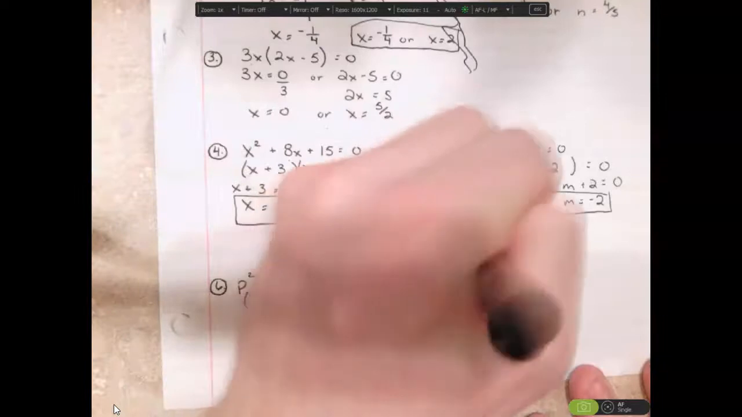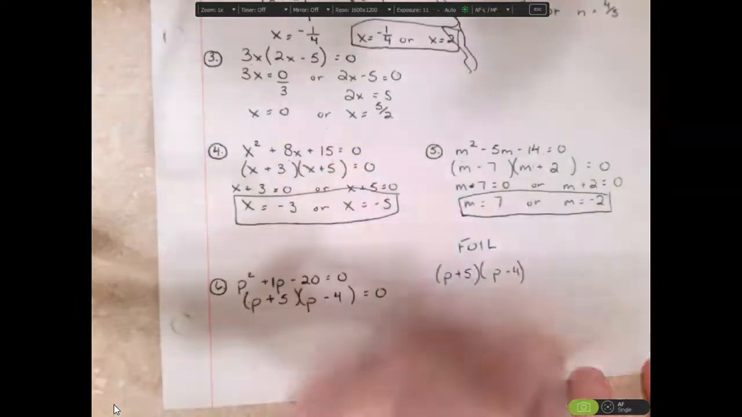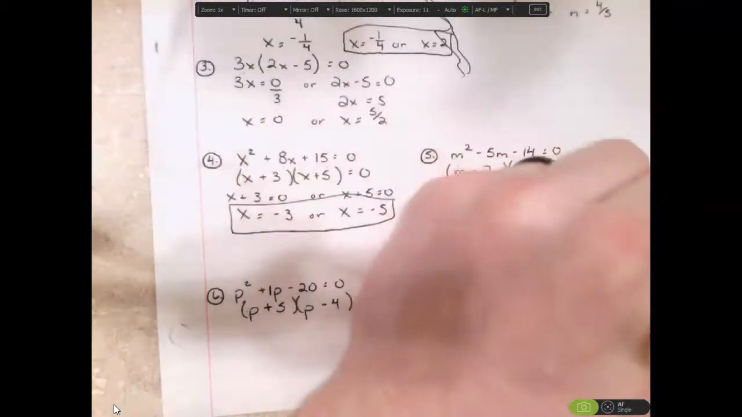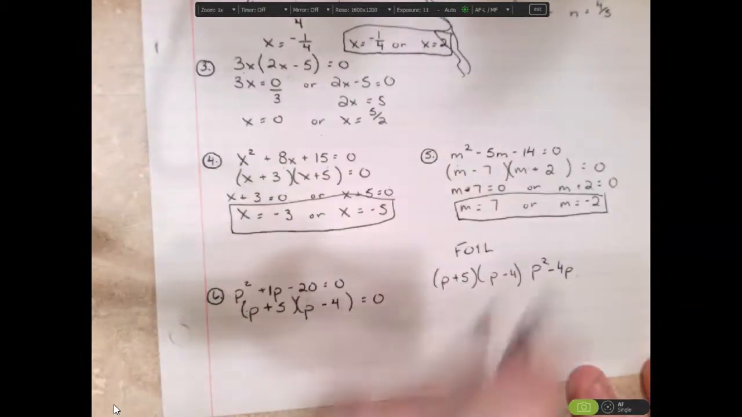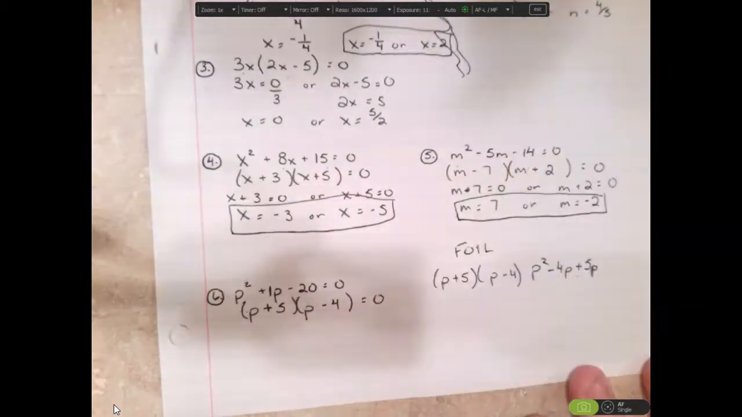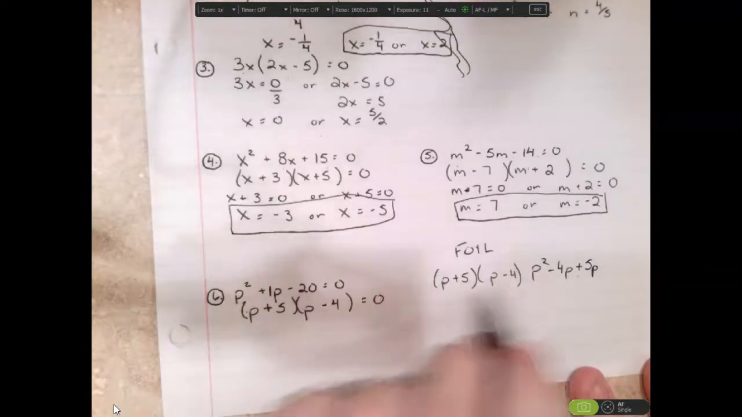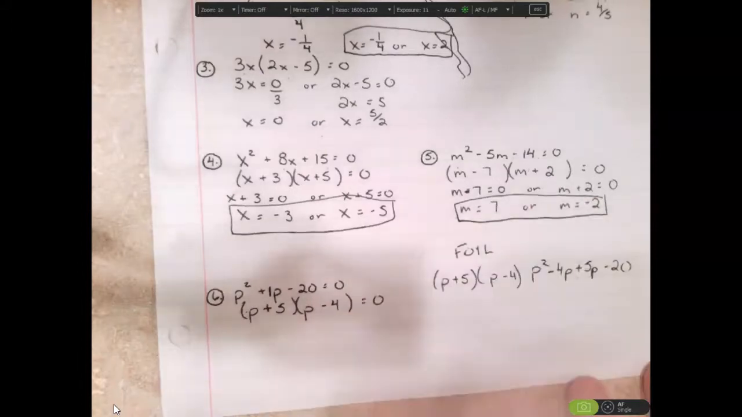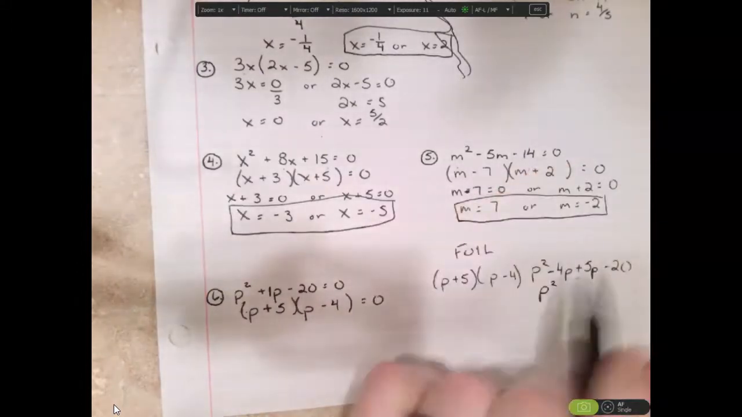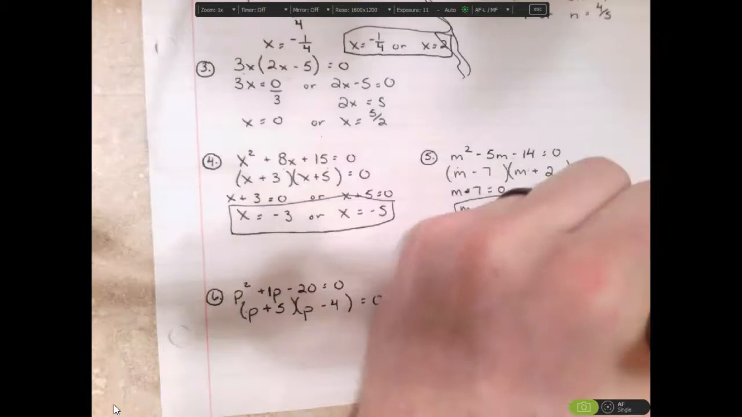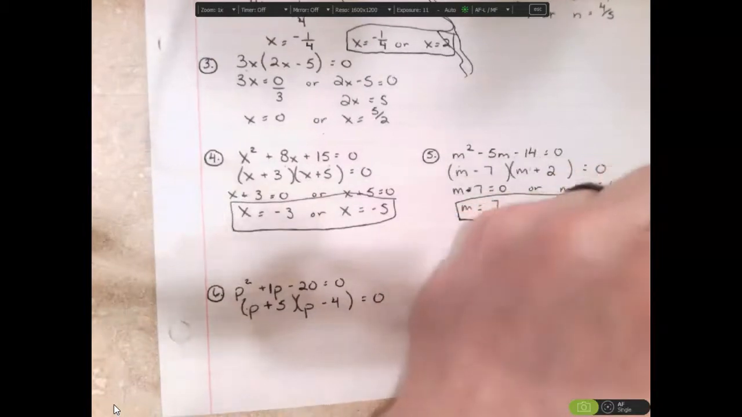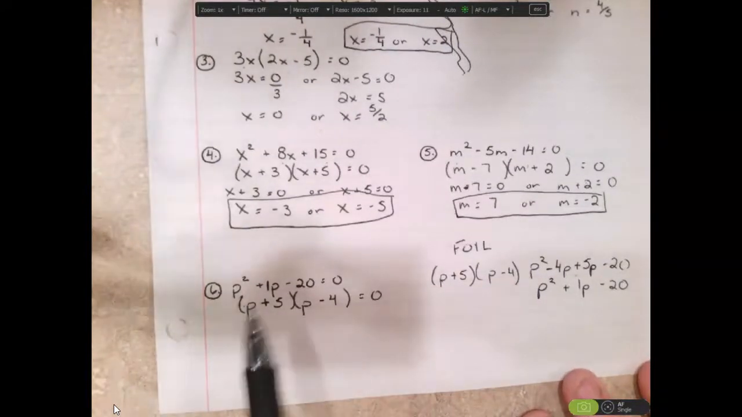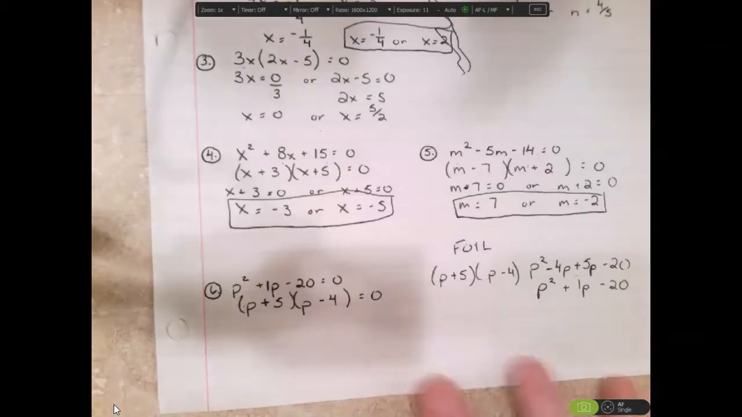So with FOIL, first, outer, inner, last, so my first term, p squared. My outside terms, minus 4p. My inside term, plus 5p. And my last term. 5 times -4 is going to be -20. Go through, combine like terms. P squared, -4p plus 5p is going to give me plus 1p minus 20. And there we go. Our equations matched up perfect. So I know this is going to be the right factoring for this equation.